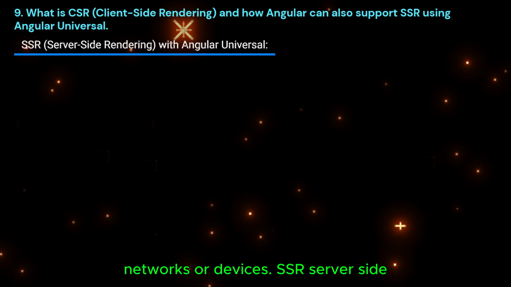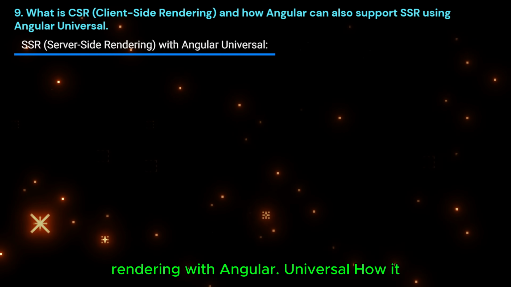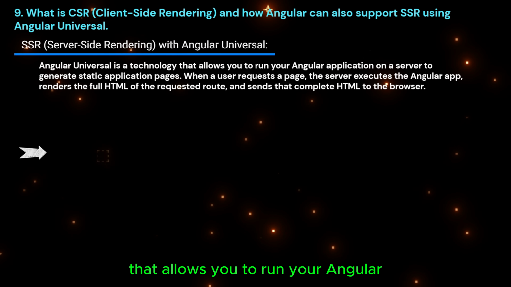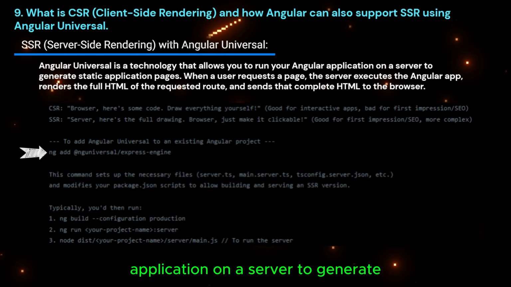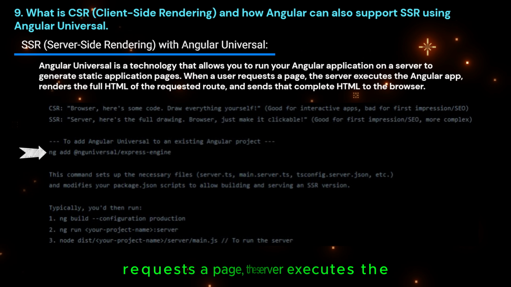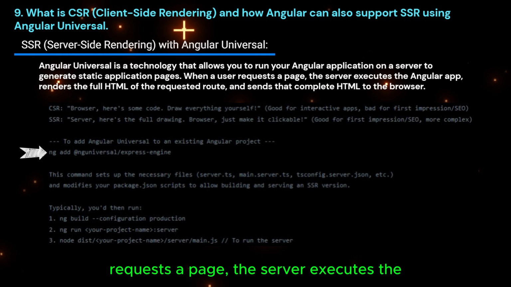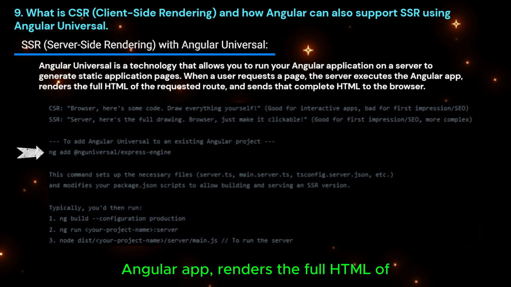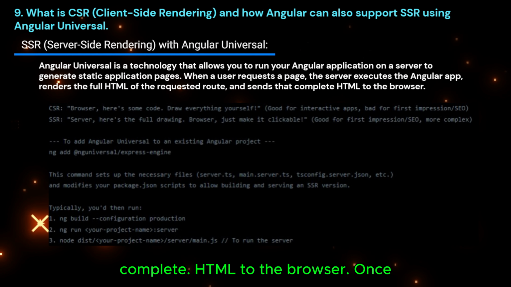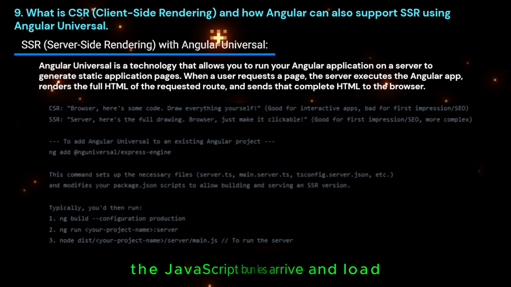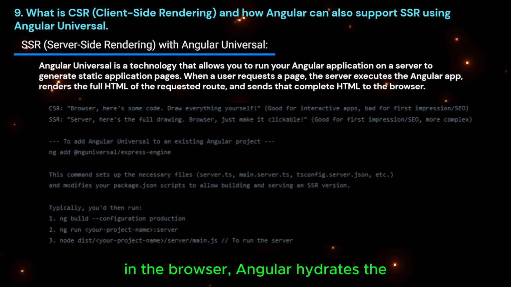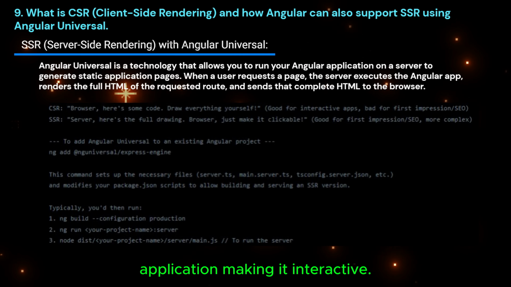SSR, server-side rendering with Angular Universal. How it works: Angular Universal is a technology that allows you to run your Angular application on a server to generate static application pages. When a user requests a page, the server executes the Angular app, renders the full HTML of the requested route, and sends that complete HTML to the browser. Once the JavaScript bundles arrive and load in the browser, Angular hydrates the application, making it interactive.